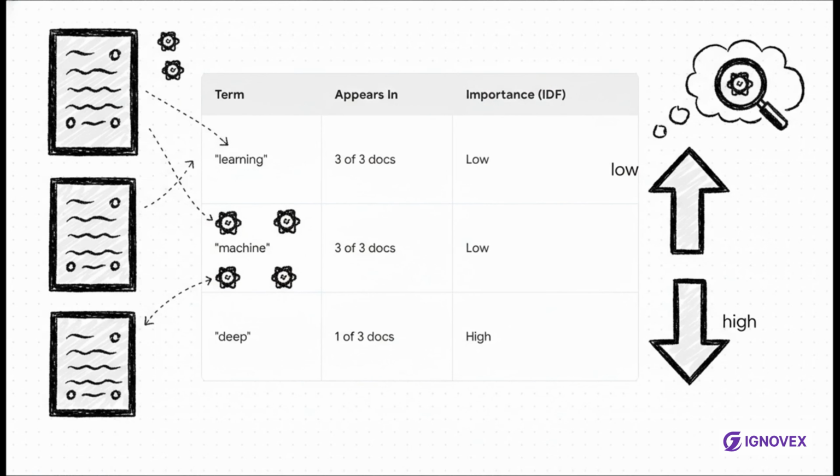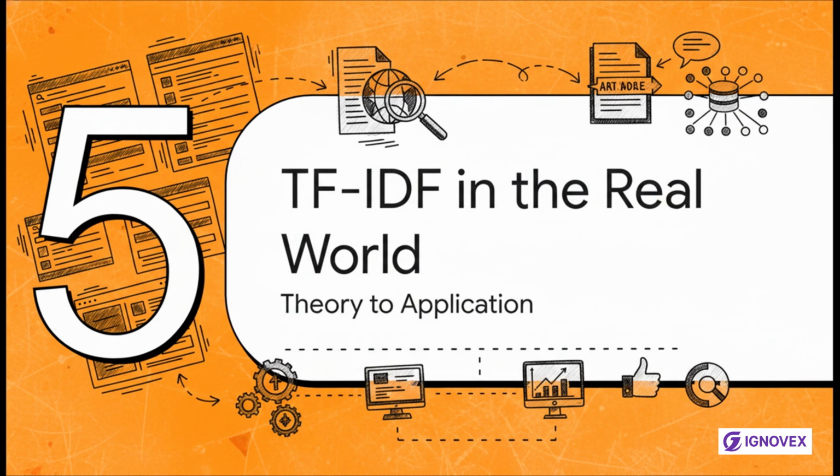Okay, check out this example. It makes it super clear. Let's say you've got 3 articles about AI. Words like machine and learning are in all of them. No big deal, right? So they get a low score for uniqueness. But then you have the word deep. It only shows up in one of those articles. Boom! That makes it rare, gives it a high score, and tells us it's probably a key concept for that specific document. Okay, so the logic is pretty straightforward and honestly, kind of brilliant.